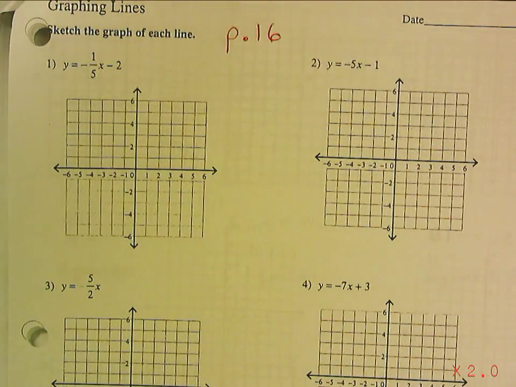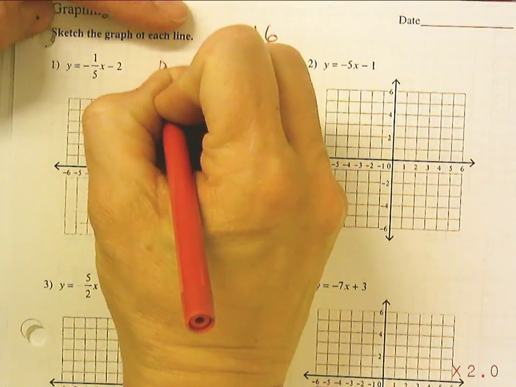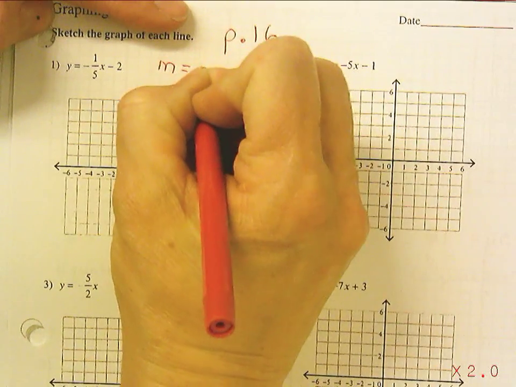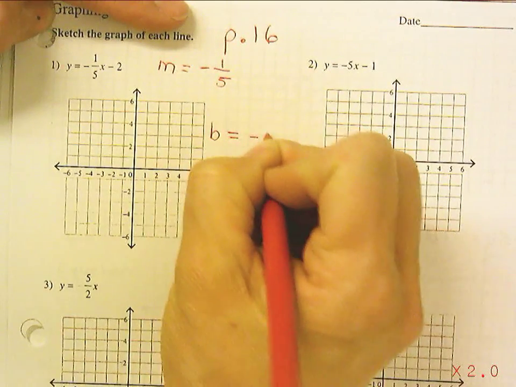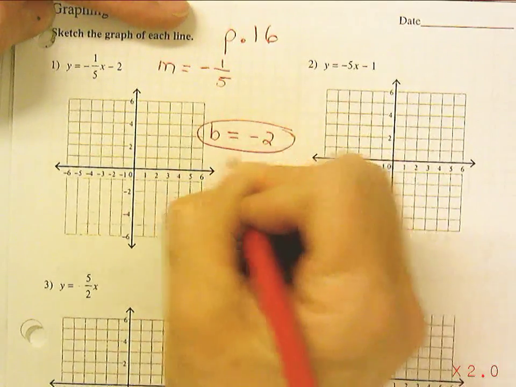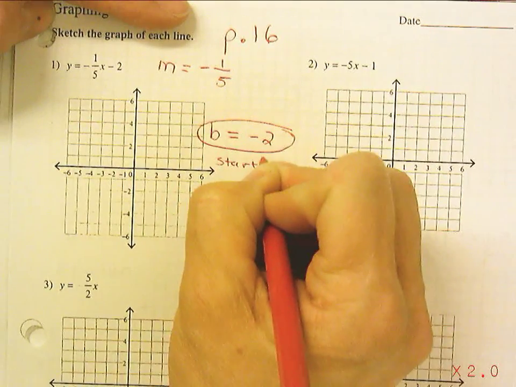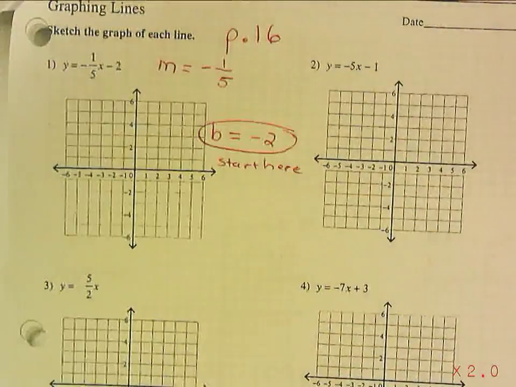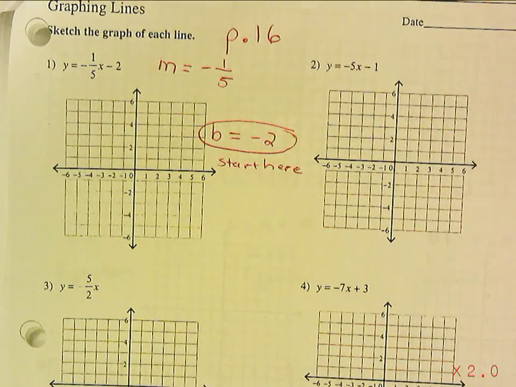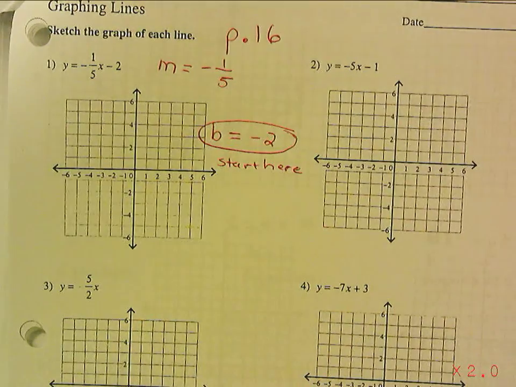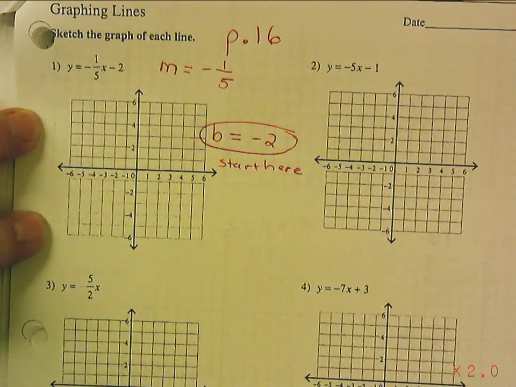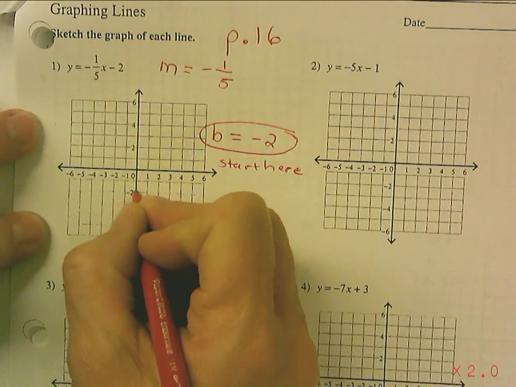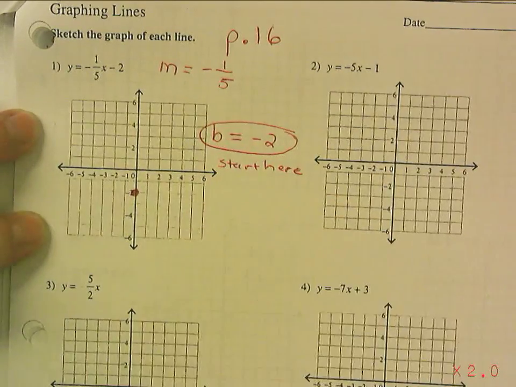The second thing you do is you identify the slope, which in this case is -1/5, and identify the y-intercept. Now, after I identify the y-intercept, I always circle it and say start here, because when we graph from slope-intercept form, we always start by graphing the y-intercept. The y-intercept is always on the y-axis. So I go to -2 on the y-axis, and I put a big dot.